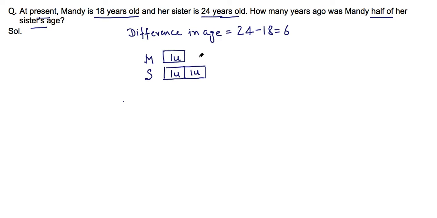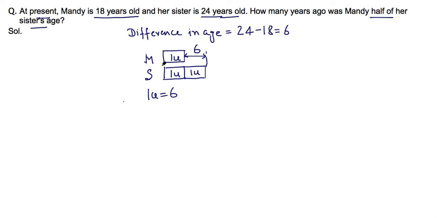If you notice here, what should be the difference between the age of Mandy and her sister? It is very clear, because the difference remains the same. 6 years now, 10 years from now, 10 years before, whatever, the difference in the age always remains the same. So at that time also, the difference between the age of Mandy and her sister should have been 6. That means we can see clearly that 1 unit is 6.